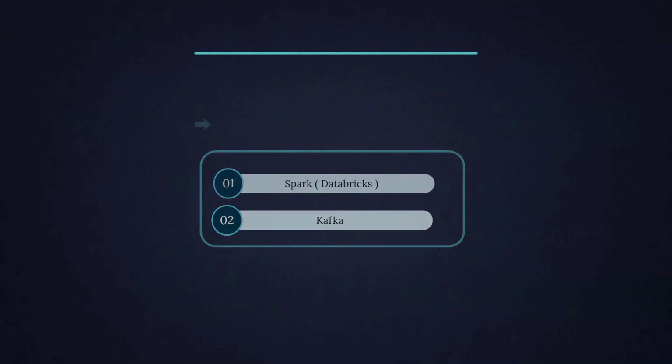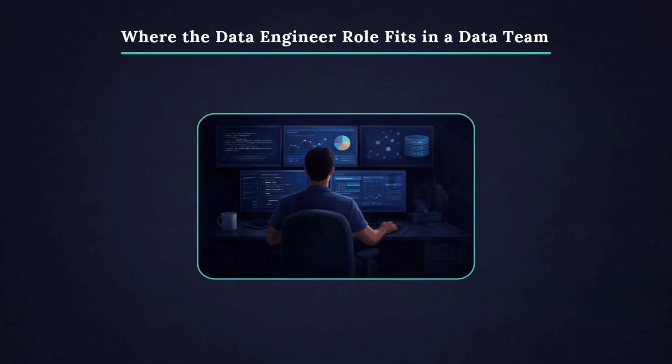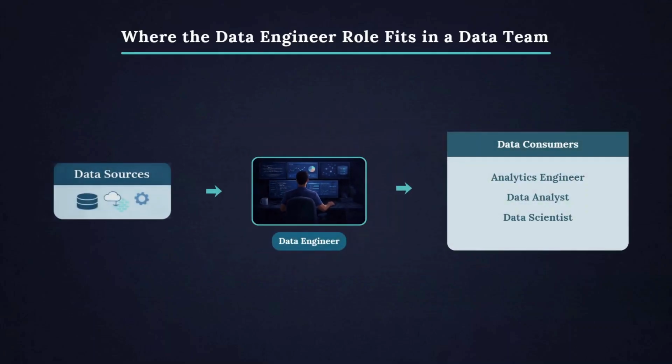Now let's understand where the data engineer role fits in a data team. A simple way to think about a data team is as a flow. On one side you have data sources, things like application databases, logs, and external systems. The data engineer sits right in the middle of this flow, and their responsibility is to take data from these sources, clean it up, organize it, and make sure it's reliable.